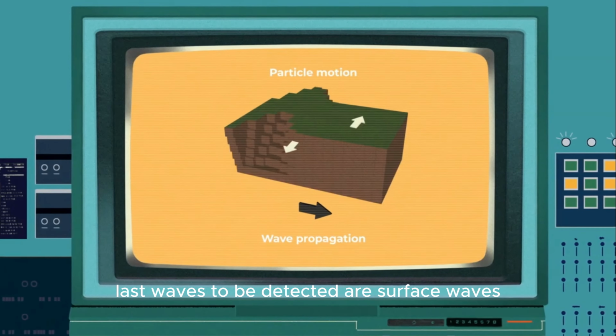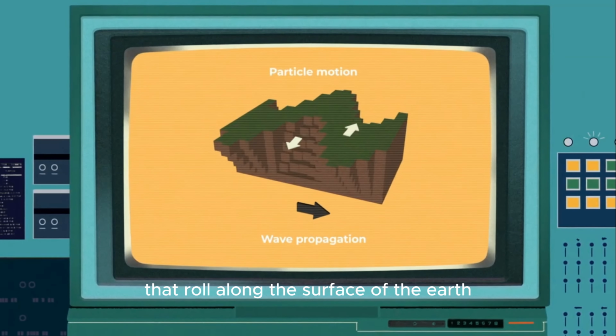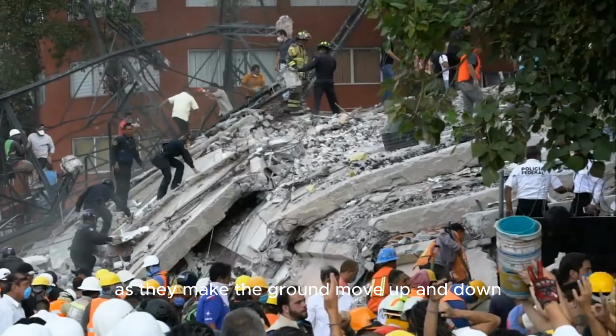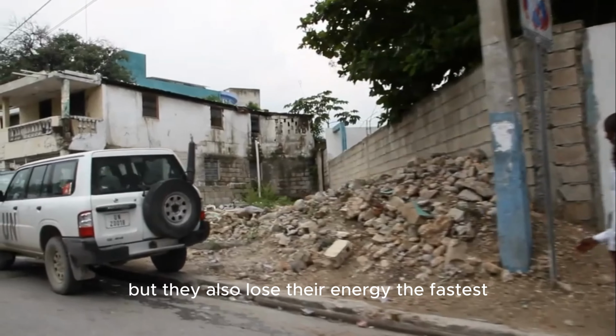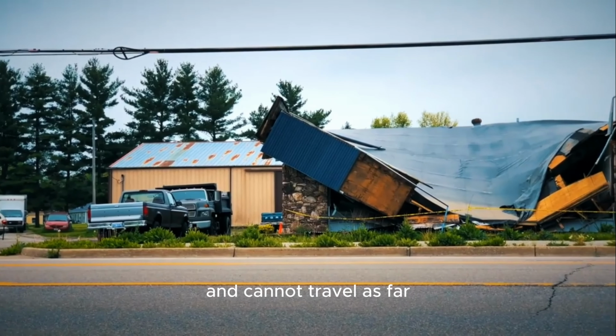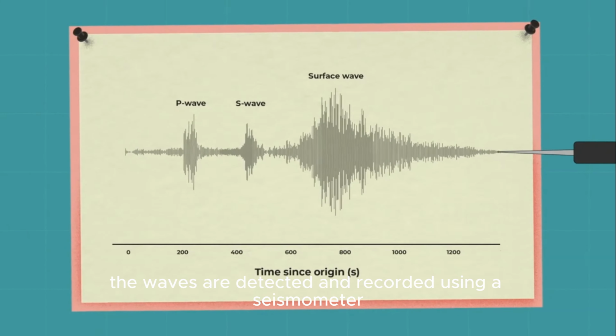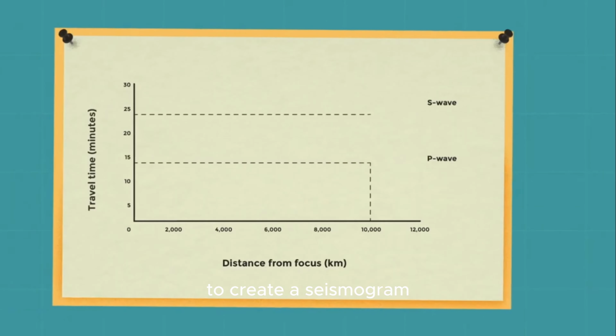The last waves to be detected are surface waves that roll along the surface of the Earth. They are the most destructive waves as they make the ground move up and down, but they also lose their energy the fastest and cannot travel as far. The waves are detected and recorded using a seismometer to create a seismogram.